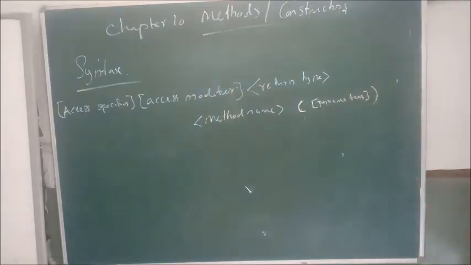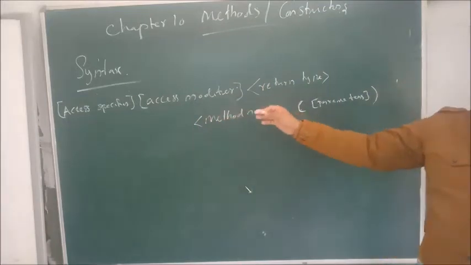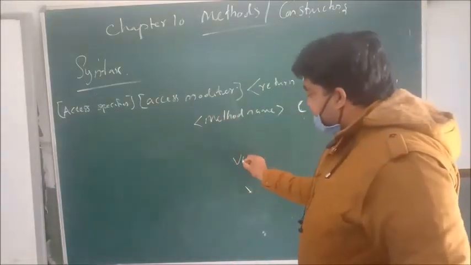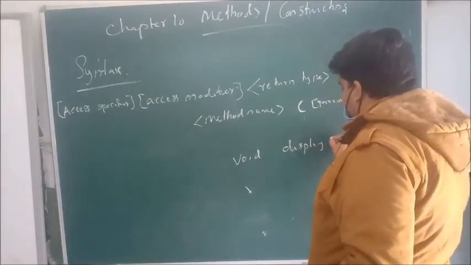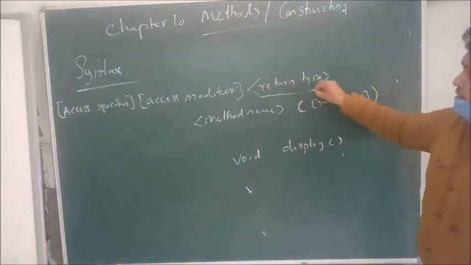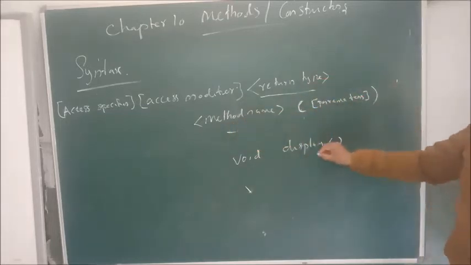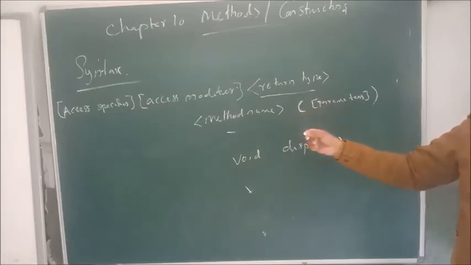Okay. So this is a syntax for a method creation, and you can see that whatever I included in the square brackets, these are optional. That means we can create a method, for example, void display. So this is a valid method in Java because the compulsory ones are the return type, the method name and the parameter. These are the compulsory ones for creation of a method, right?